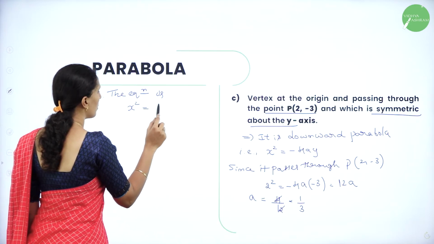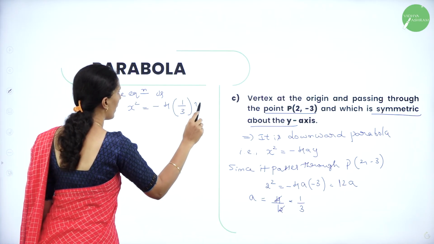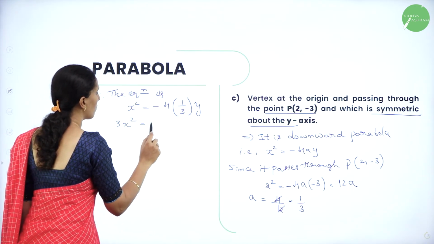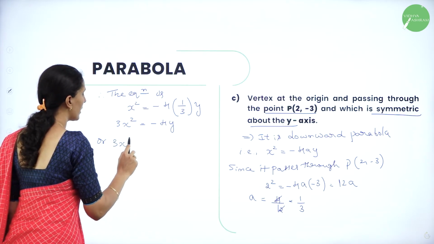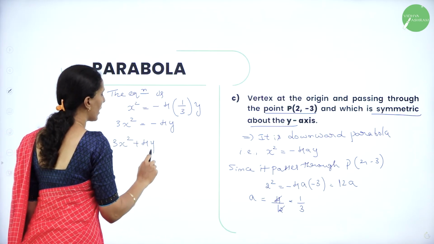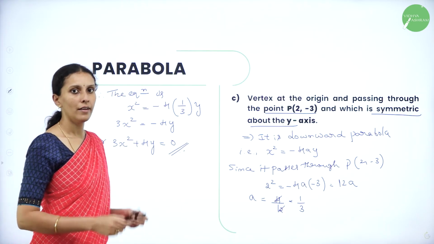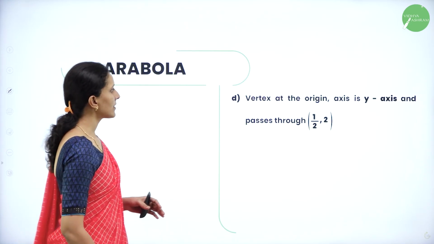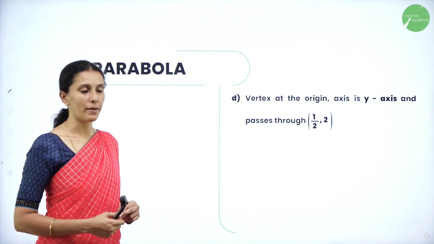x square is equal to minus 4 into 1 by 3 y. Or if you multiply this, this is 3x square is equal to minus 4y. Or you can write this as 3x square plus 4y is equal to 0. So this is the equation of the given parabola. So the next question, vertex at the origin, axis is y-axis and passes through (1/2, 2).